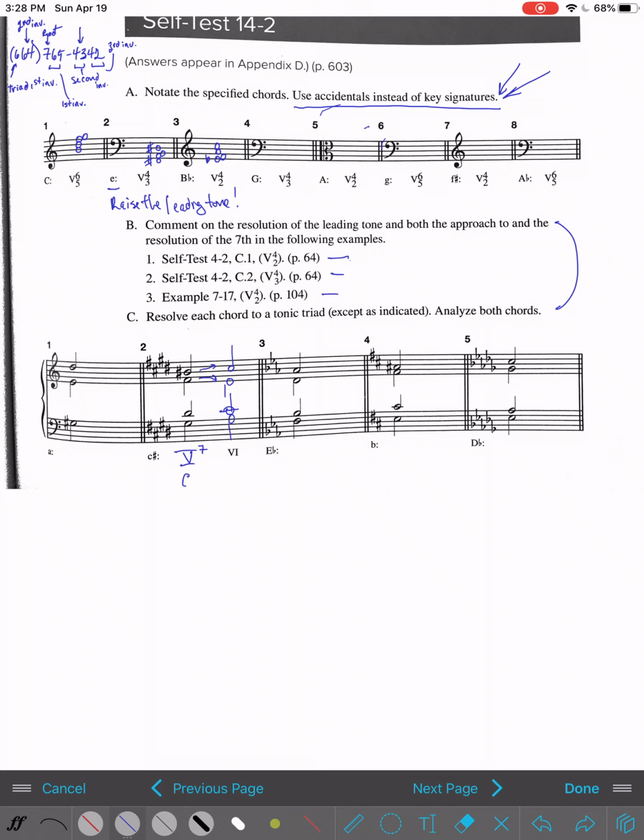Let's do number 3 right here. Let's see, what do we got here? We're in E flat major, and so this would be 5 something. So what is it? Take a look at it for a second with me here.